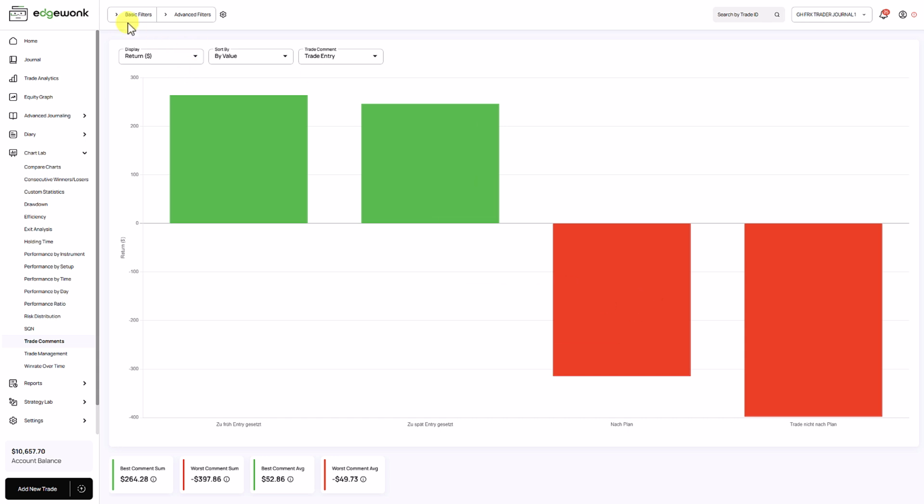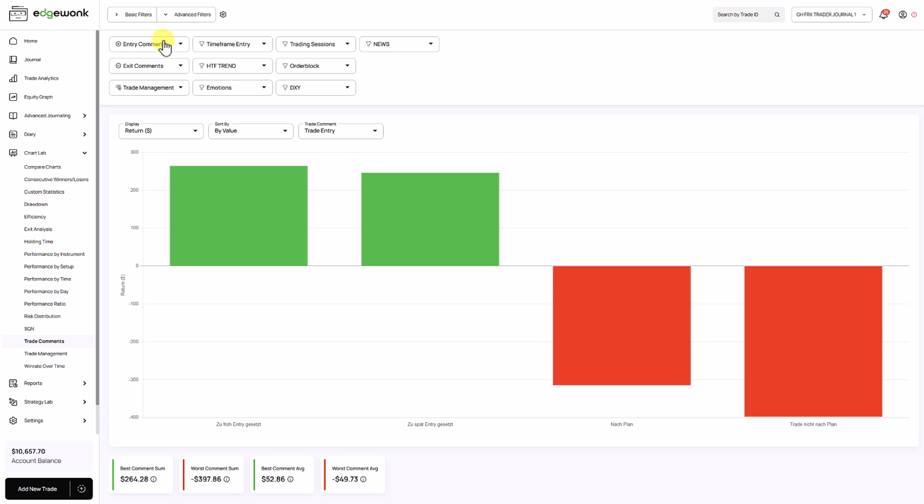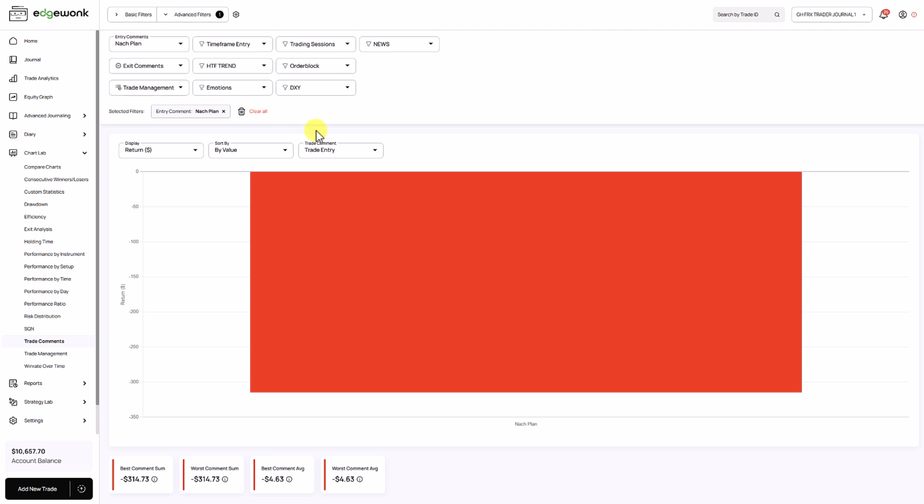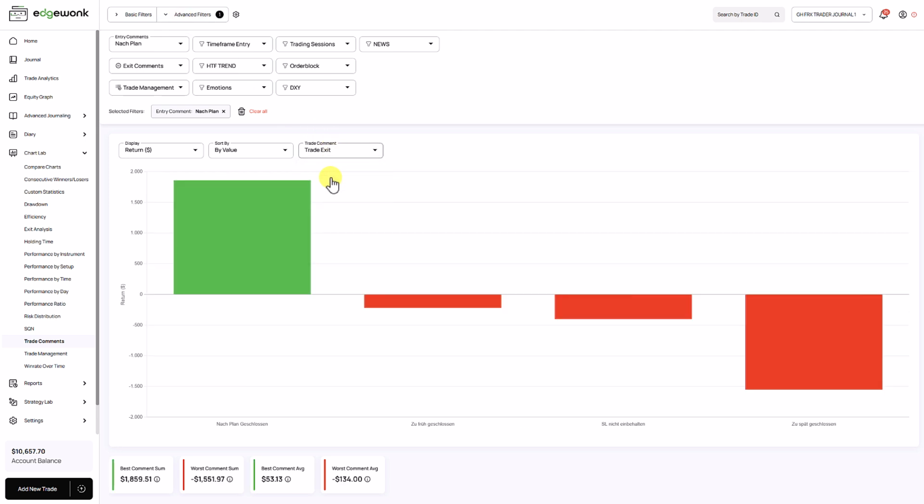So what's going on here? So let's open the filter, and we want to look at the entry comment, this one. So according to the plan, and let's go to our trade exits. And what we see here is that he has a comment here on the far right, and it means closed too late. So he's taking 21 trades that are according to the plan based on his entry comment, but that he closed too late. So that's something that could be an issue here. When he has good trades, he's following his trading plan, but he's not closing them correctly.